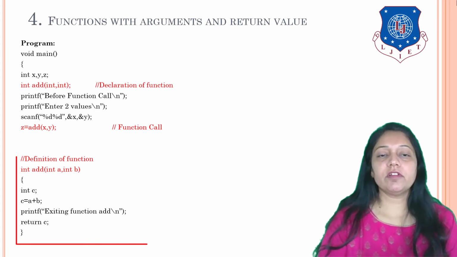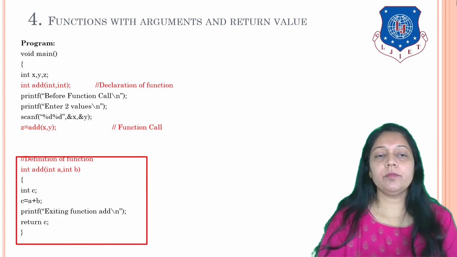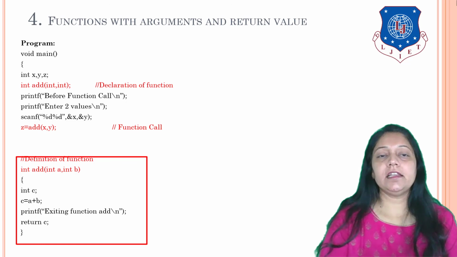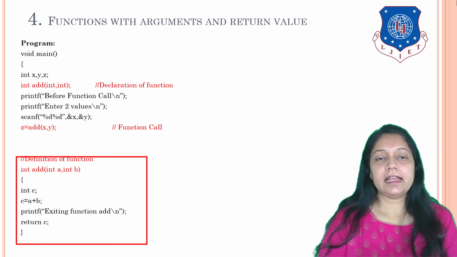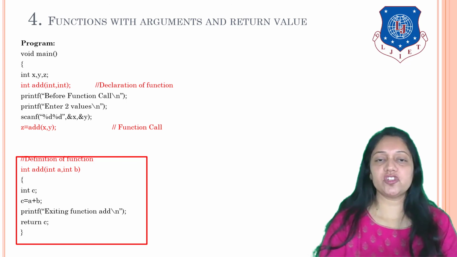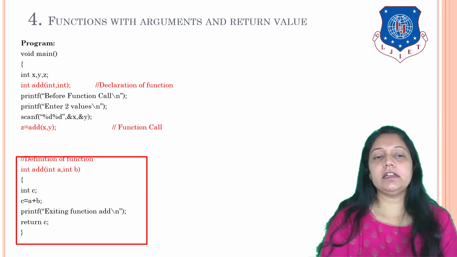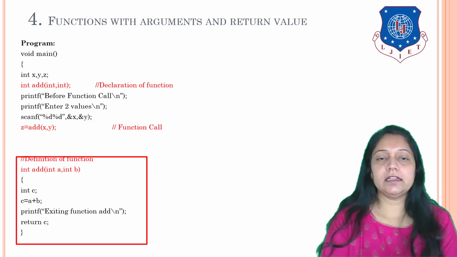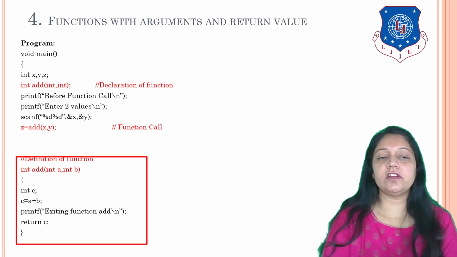What would be the definition of the function? int add(int a, int b). Remember this. Now here in the definition you have to compulsorily mention the names of the variables also. The data types should exactly match those of the declaration. Inside the definition, declare a variable c, perform the addition of a and b, c = a + b, a simple printf statement "exiting the function add", and now you need to return some value to the calling function. So in this case, I'm returning the value of c, so return c.